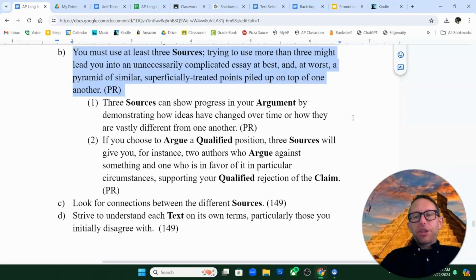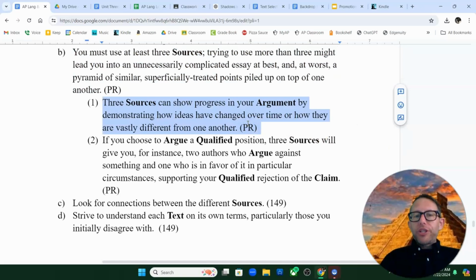So that's why I think 3 is good. 2 if you're really crunched for time and you don't think you can handle any more. But I would say 3 should be your goal. Okay. So some things to note about that. 3 sources can show progress in your argument by demonstrating how ideas have changed over time or how they are vastly different from one another. So let me put that into perspective for you a little bit.